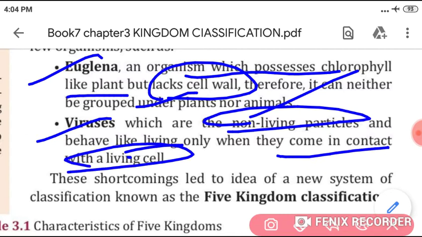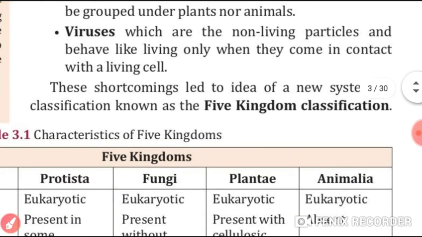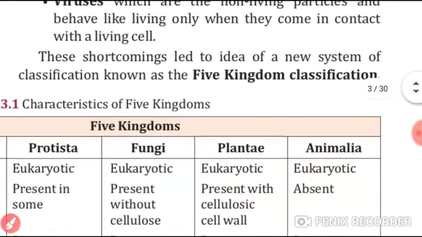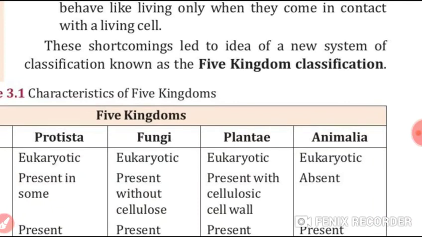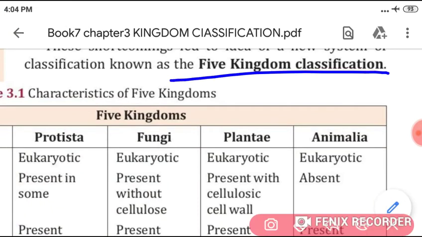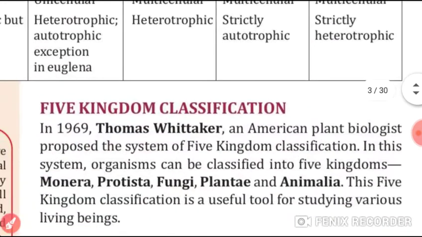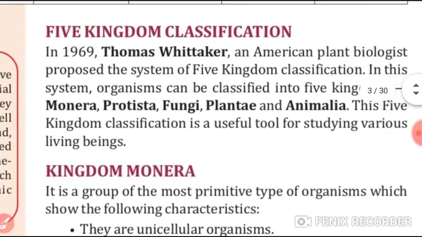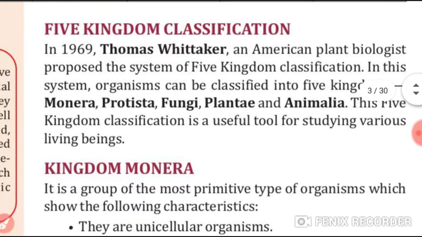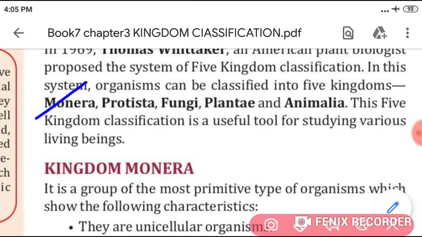cell, students. So there are shortcomings of this type that led to the idea of a new system of classification. Okay, students, and that is known as five kingdom classification. So what is this five kingdom classification, students? Thomas Whitaker, in 1969, an American plant biologist, proposed this system. In this system, organisms are classified into five kingdoms. What are they? Monera, Protista, fungi, plantae, and animalia.